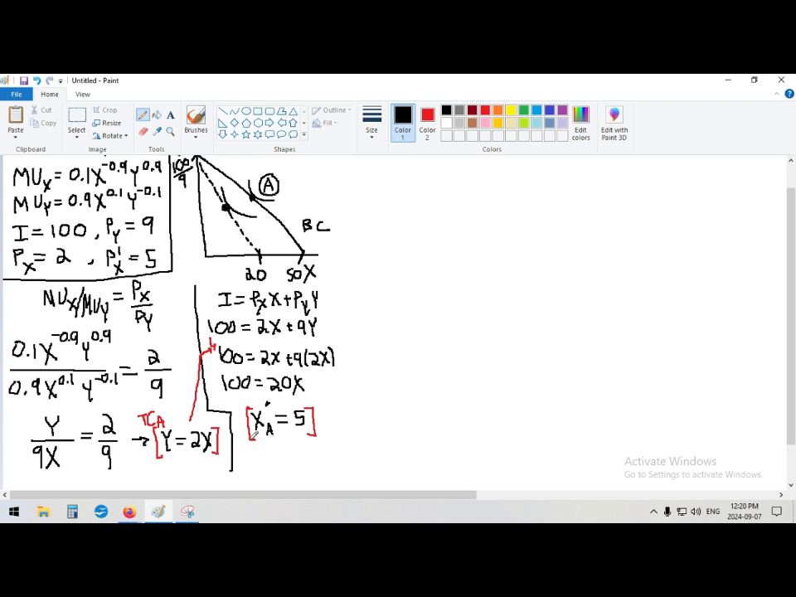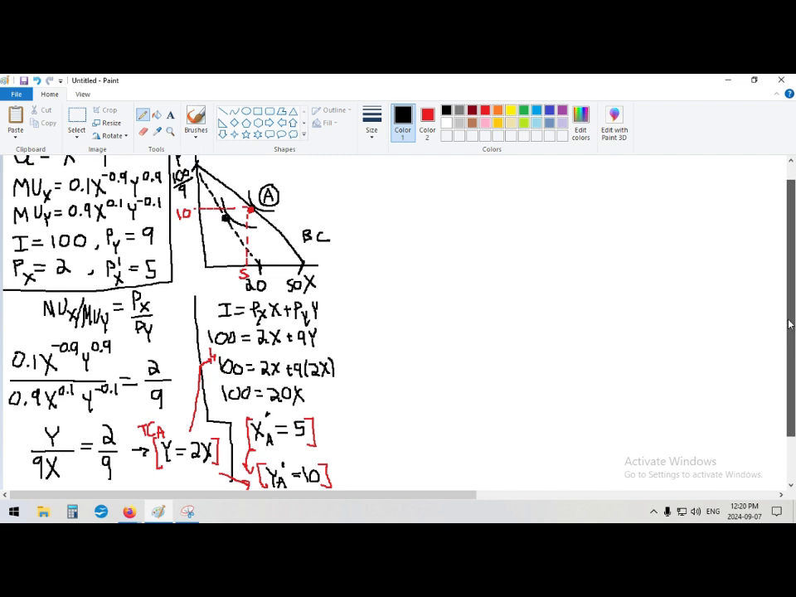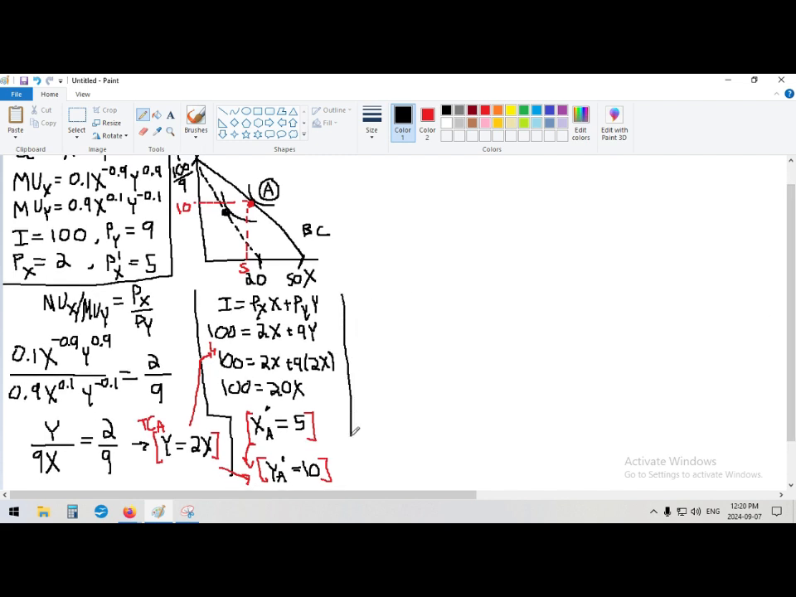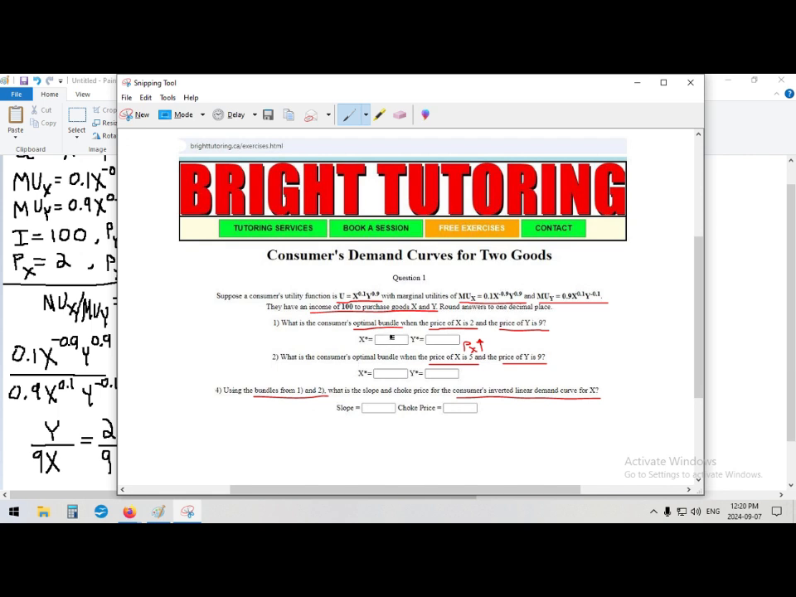And then to figure out Y, we can just plug it in here. So for Y, that's going to be 2 times 5, so that's 10. So that's going to be this point right here. So we're going to have 5, and we're going to have 10. So that's the first part of the question here. So we say, okay, 5 and 10 for the first point.